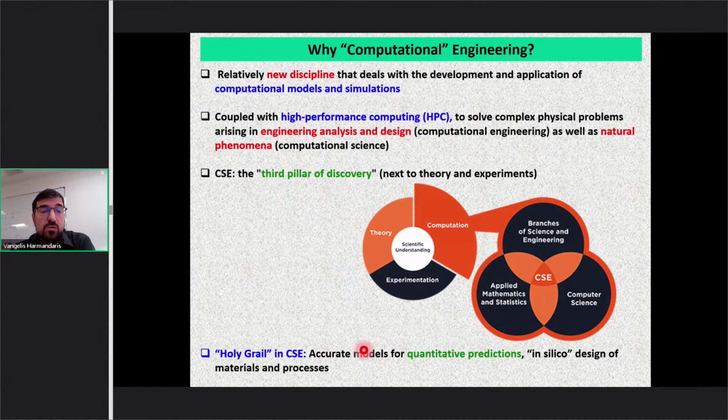And in all cases, I would say that the holy grail in computational science and engineering is to produce and to have accurate models for quantitative predictions, which could lead, from the point of view of engineering, at least to the in silico design of materials and processes. So the idea is, of course, to not perform experiments, but to do everything in the computers.